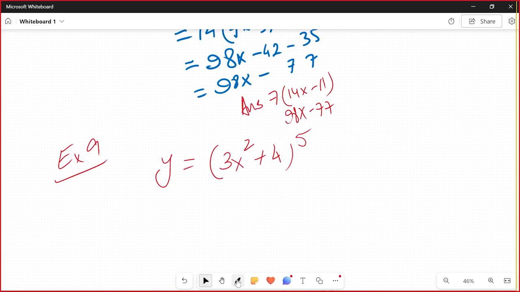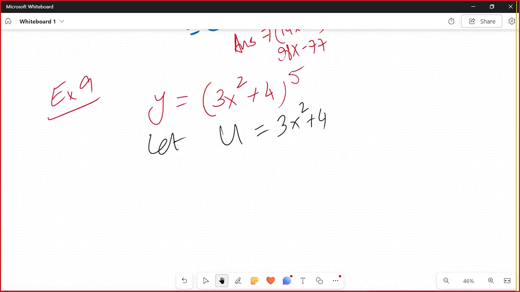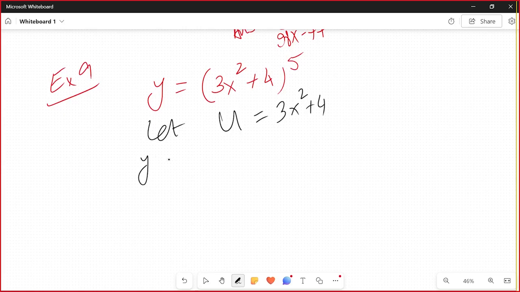So we consider u is equal to 3x square plus 4. If we think like this, it becomes y is equal to u to the power 5. You see that? And u, we know that. So what would be dy upon du? 5, and then in brackets 3x squared plus 4? No, we are at the power moment just in u. 5u to the power 4.